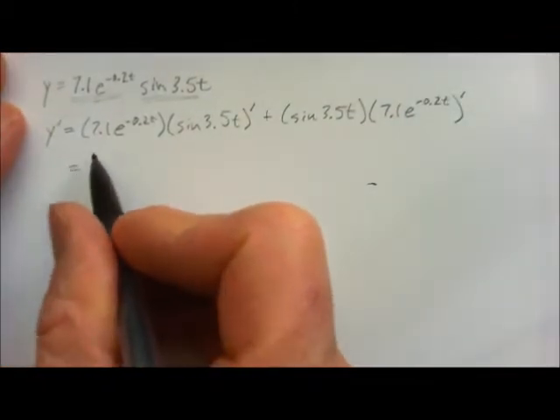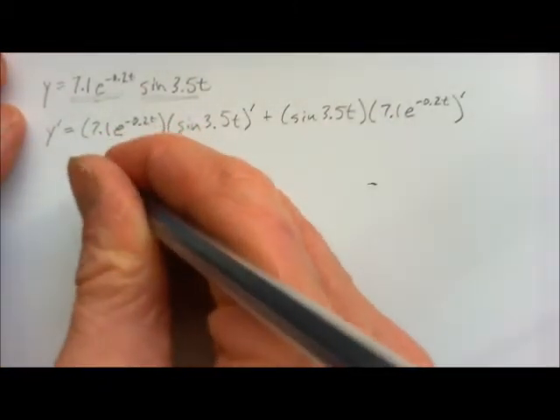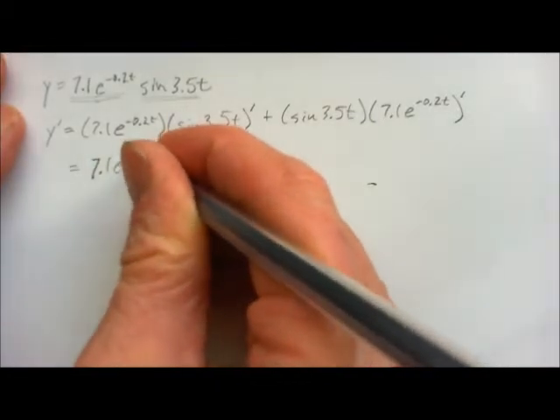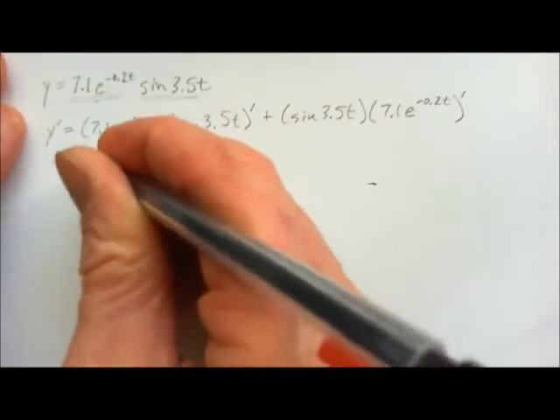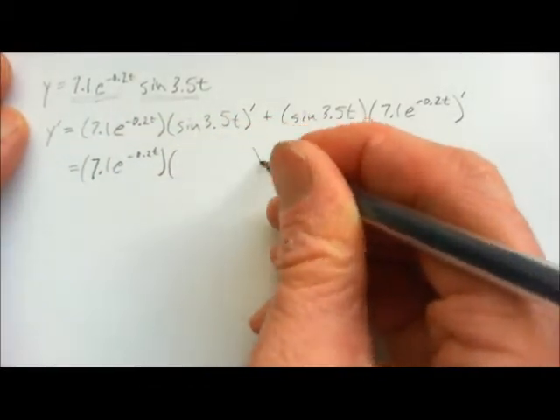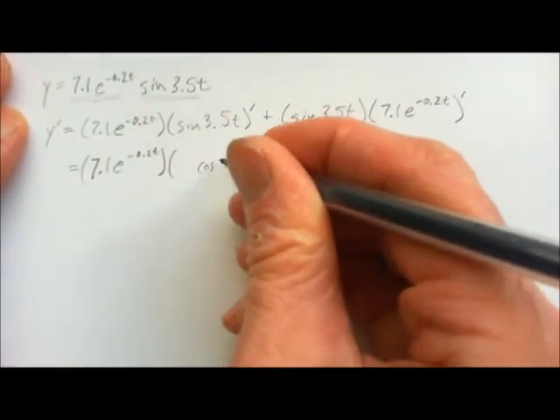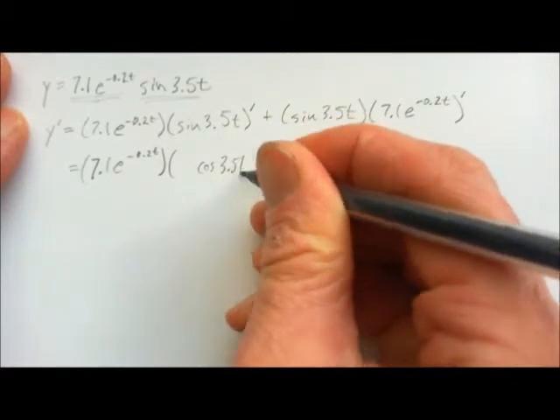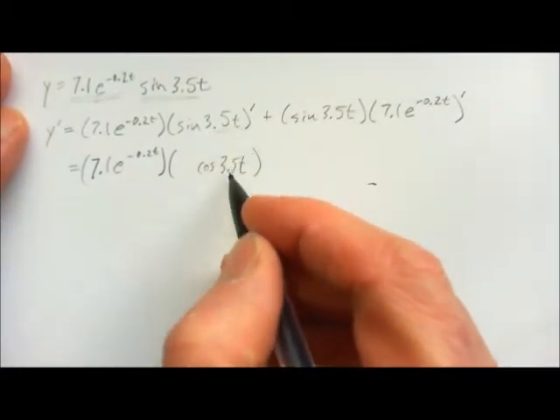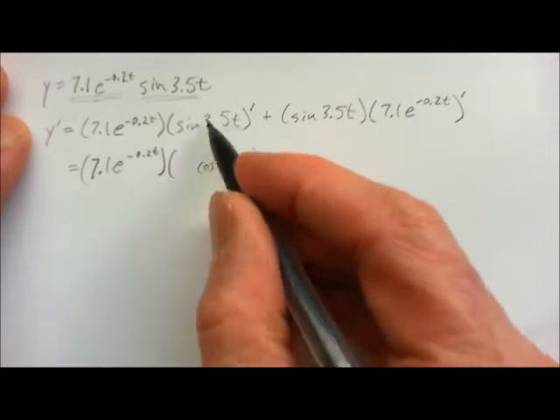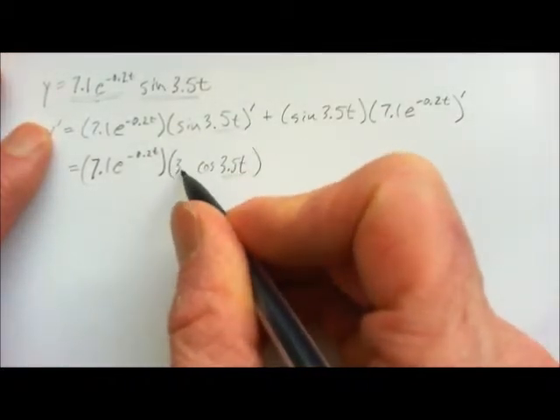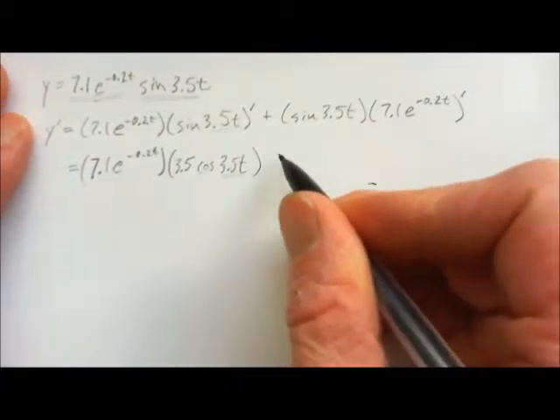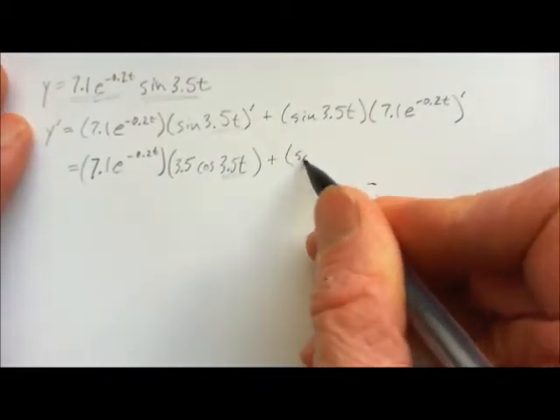So coming over here then, this part stays the same. We still have our 7.1 e to the minus 0.2t. The derivative of sine is cosine, so we have cosine of 3.5t. Remember the argument, this part stays the same. But we do the derivative of the 3.5t and multiply the result on, so that's an extra factor of 3.5 here. Coming over here, the sine part stays the same.